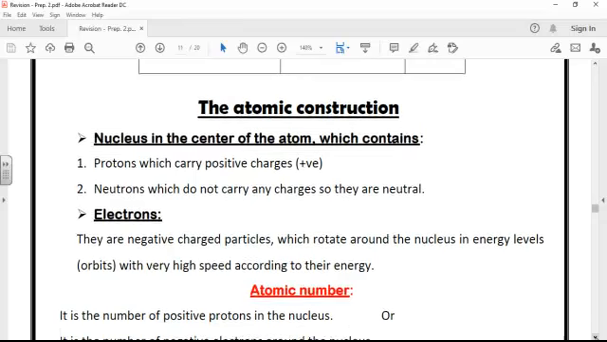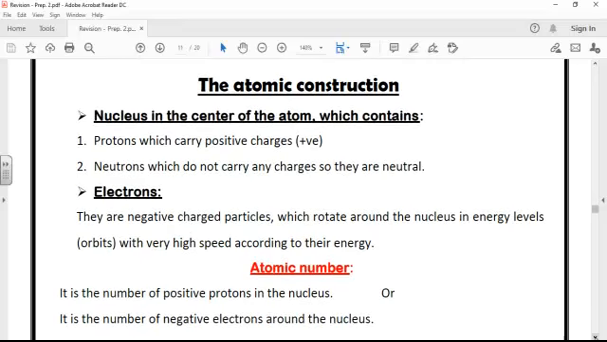Now the most important part of our lesson, which is atomic structure. The atom itself, as we said before, the matter may be solid or liquid or gas, consists of small particles called molecules, and the molecules consist of atoms. What is inside the atom? Inside it, firstly, number one, is called the nucleus.